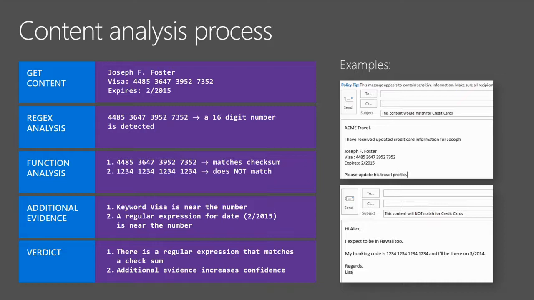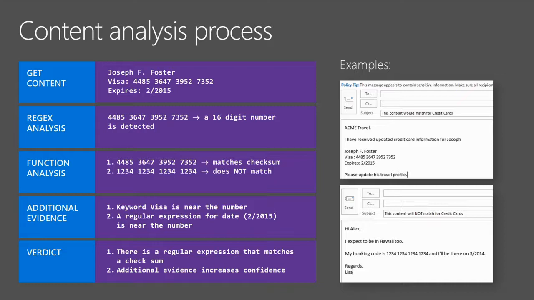The first thing that will happen is we'll do text extraction to actually take out all the formatting and give a pure text stream. And the formatting and text extraction is specific to each content type. A PDF versus an Excel document will have a very different kind of extraction. So we see the content. The next thing we'll do is perform a regex analysis. In this case, we're looking for a 16-digit number.